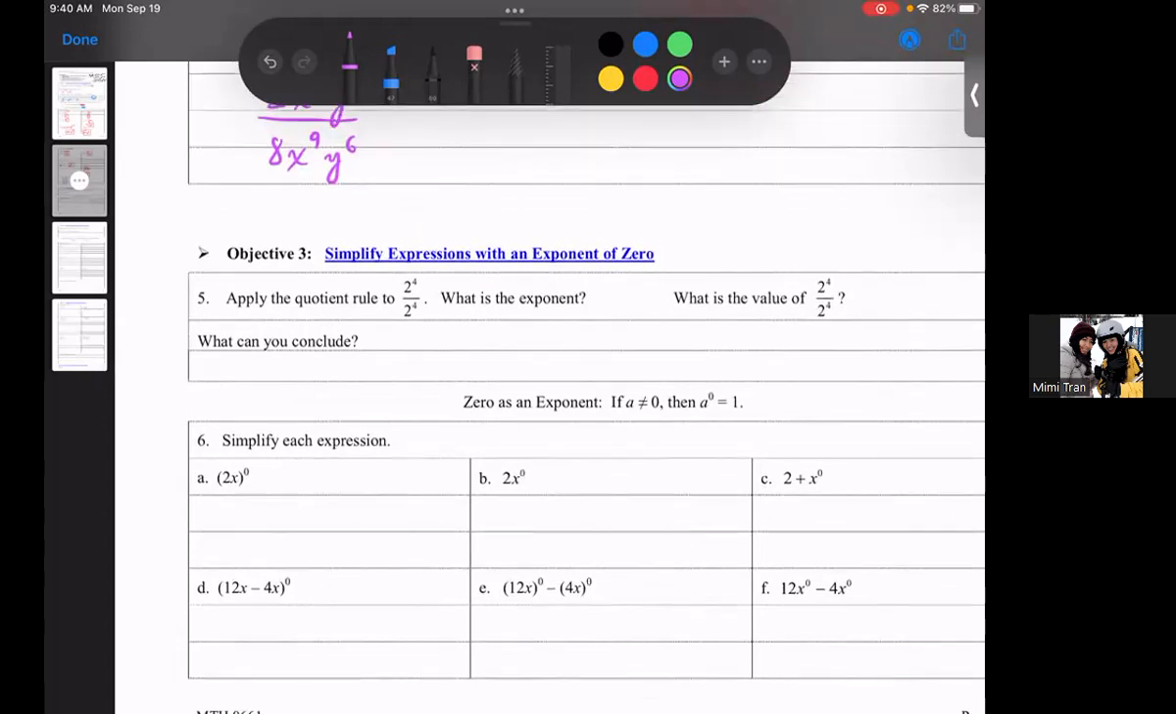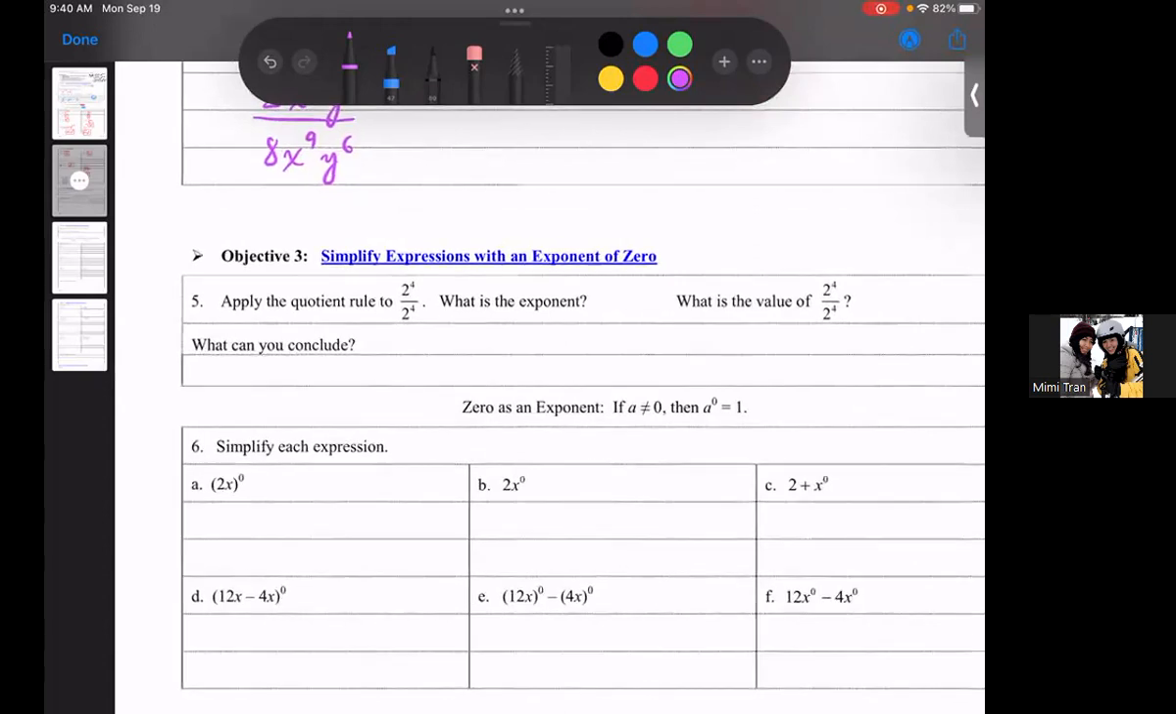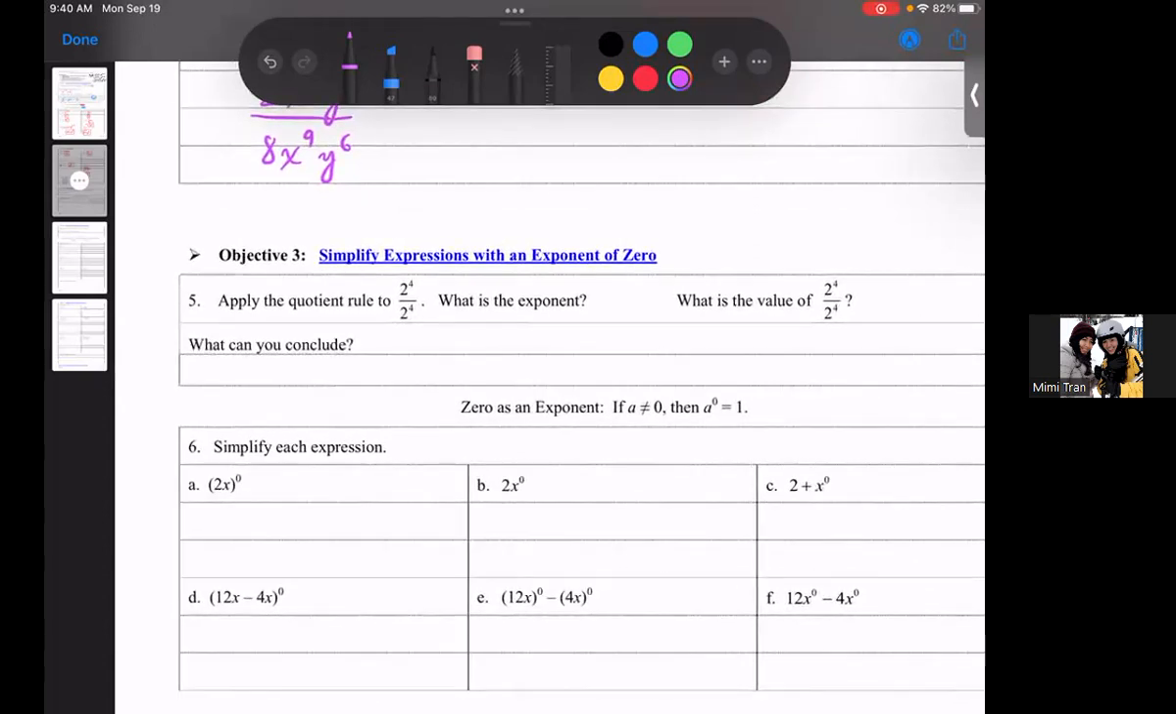Okay, all right, let's do this one. I'm gonna explain to you slightly abstractly why a to the 0 is 1. Like anything to the power of 0 is 1. But before that, let's do this example.